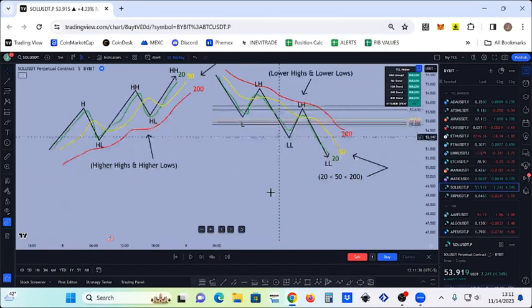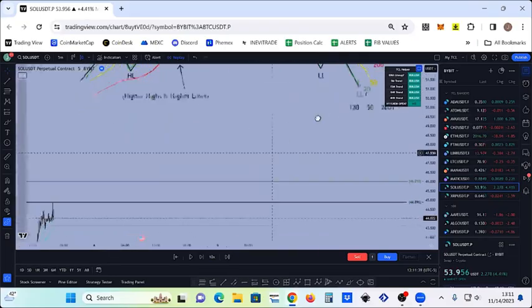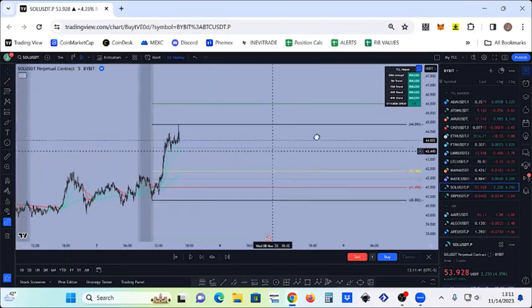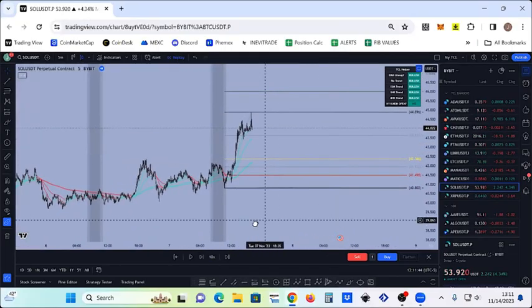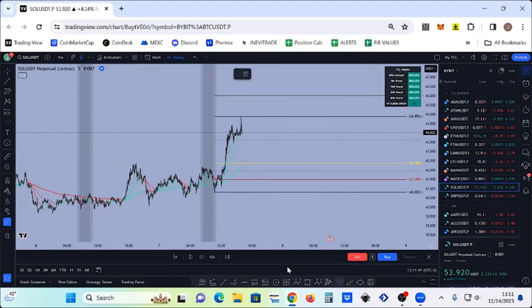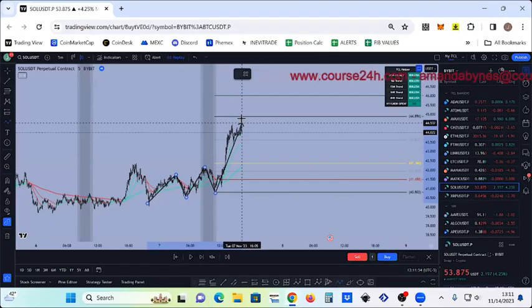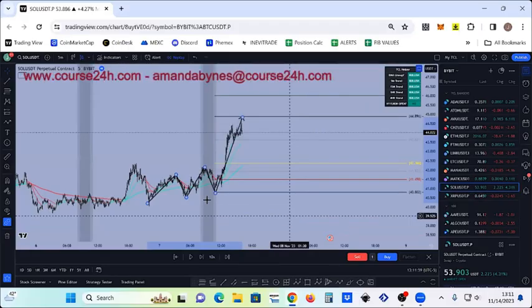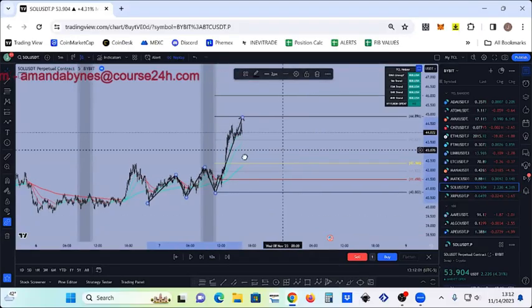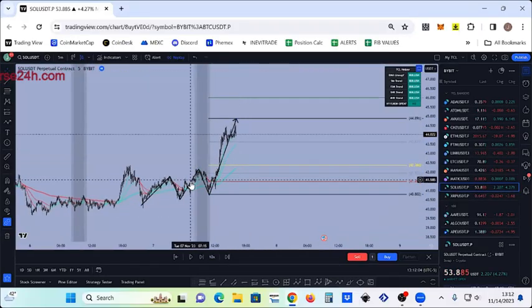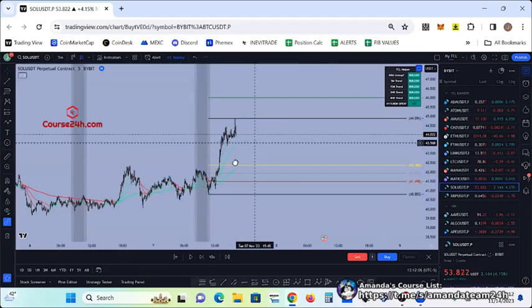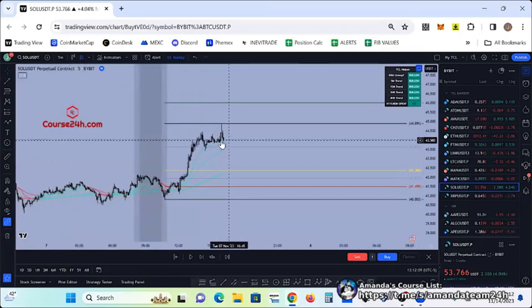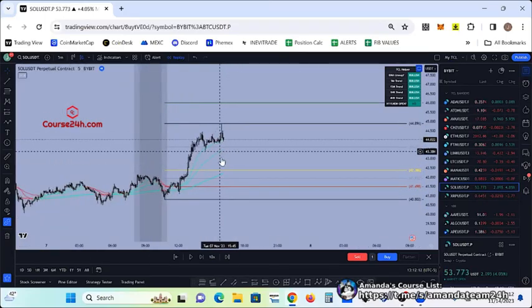Okay, let's jump into an example, and we'll go over the confluences with this example as well. This is on Sol. We have the trending price action, higher high, higher low, and then this really big higher high here as well. Our EMAs are now lined up. The 20 is above the 50, which is above the 200.